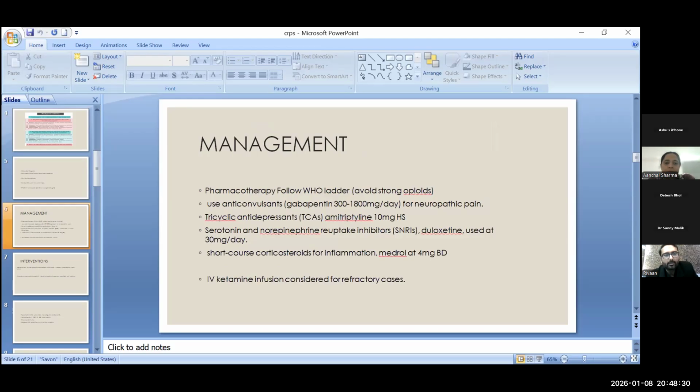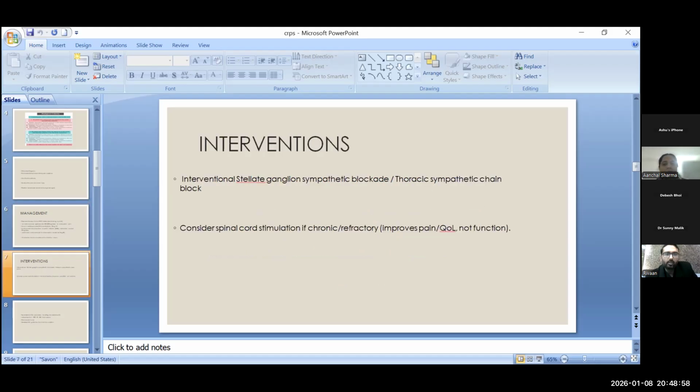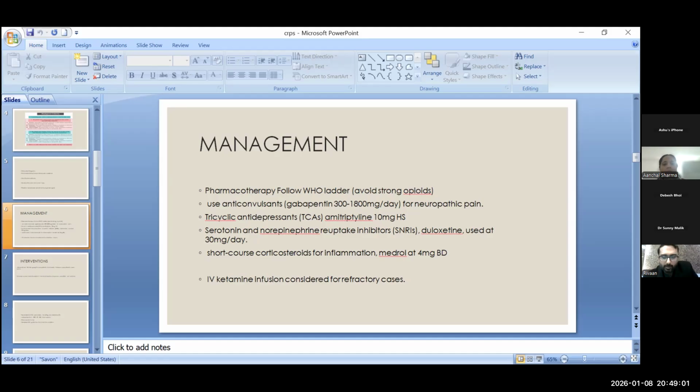So I started the patient on pharmacotherapy. I followed the WHO ladder for the analgesics. There was no opioid used. I started her on gabapentin 300 milligram BD. Then I added amitriptyline 10 milligram HS. I also added duloxetine up to 30 milligram per day. I also added Medrol 4 milligram BD and kept IV ketamine if it was refractory, but it was not used. After a week of pharmacotherapy, the patient had a significant reduction in VAS scores. The patient came happy with a VAS score of 3 by 10.